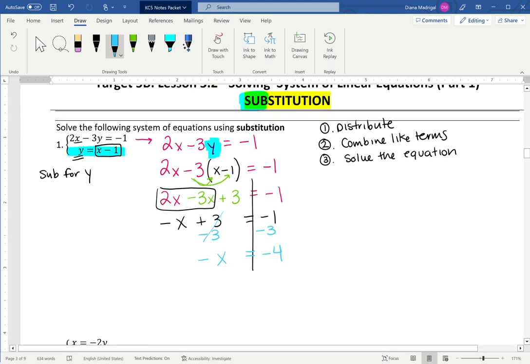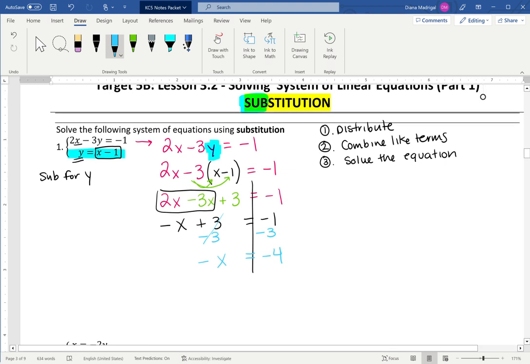All right. Do I have x by itself? No, not yet. Not completely, because x can never be negative. Remember that. So I have an imaginary negative 1. I need to divide by negative 1 because it's my last step. So finally, x equals positive 4. So this is my answer for x.